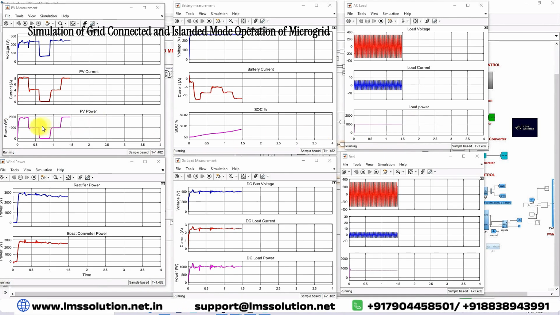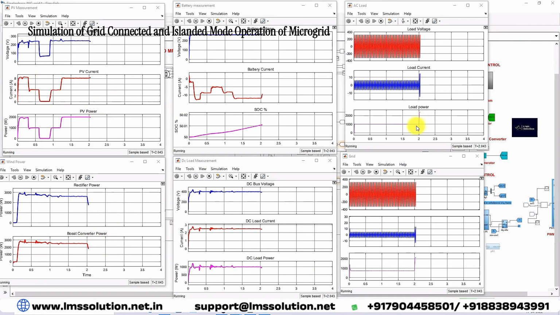So now you can see that because of the variation of power due to irradiation, there is a charging variation in the battery. The battery current will be initially around minus 12 amps. After that it changed to minus 8 amps. This battery charging current depends upon the PV power and wind power. We wait for 2 seconds.